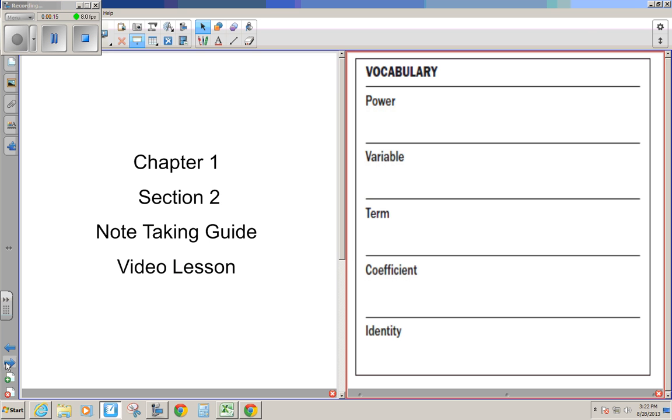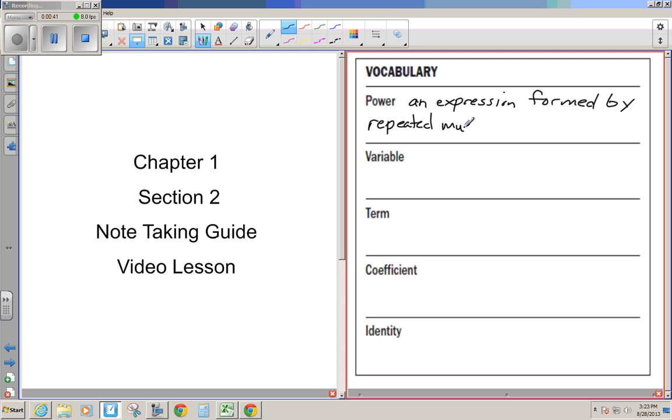And as usual, the first thing we're going to take a look at are some vocabulary words. Now, you probably saw these in the words to review, but we can have them right here as well. Power, an expression formed by repeated multiplication of the same factor. Okay. So what that means is repeated multiplication of the same factor.